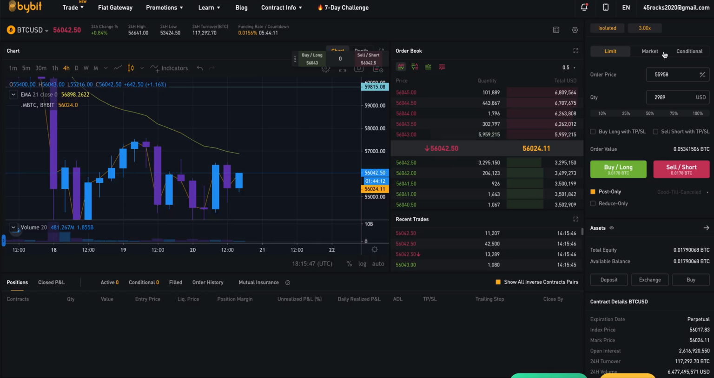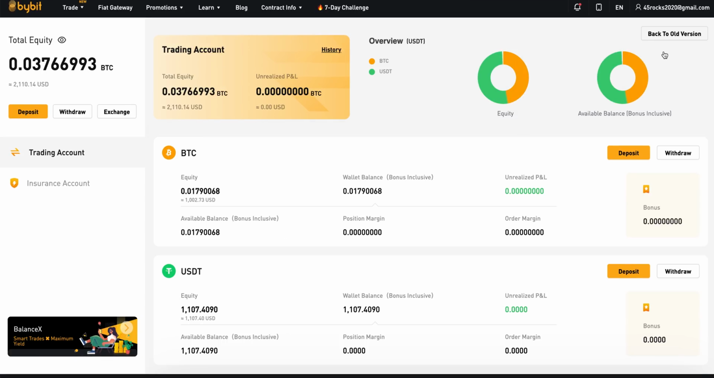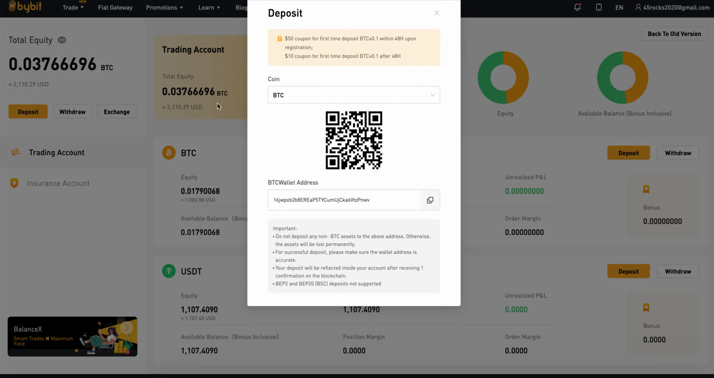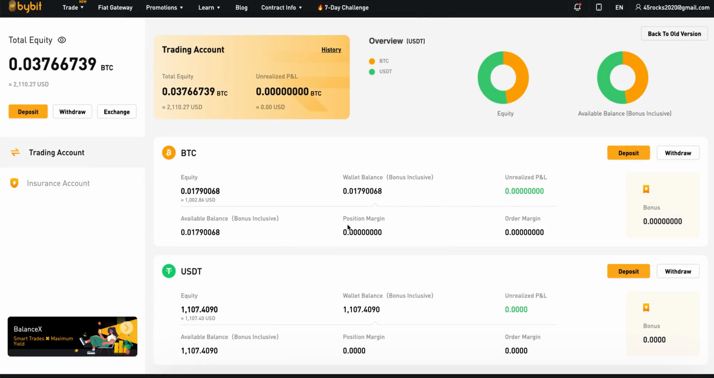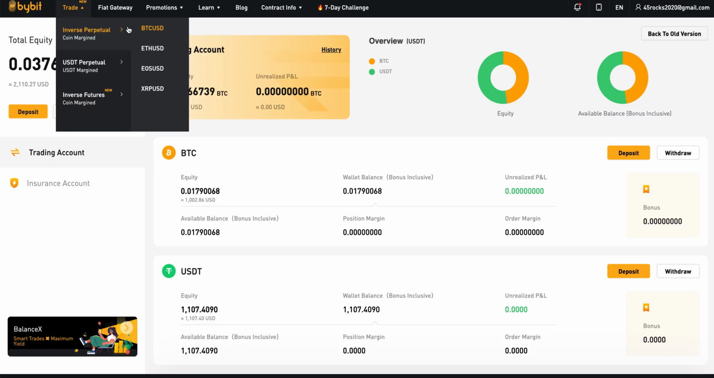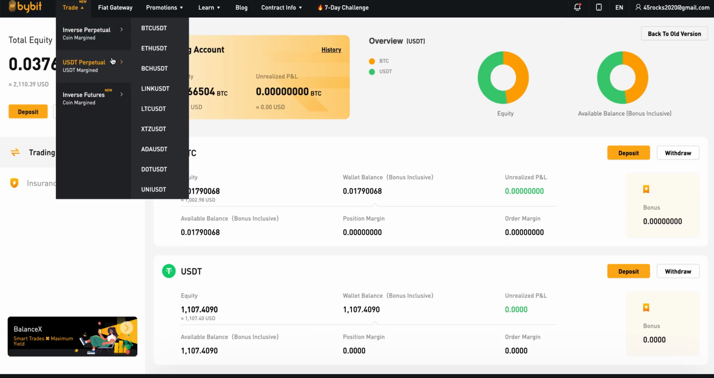But you are going to go to My Assets, and this is going to show you the assets that you have in your accounts. To get crypto in here, you're going to click Deposit, and then, let's say you want to deposit Bitcoin, you're just going to copy this address and then send Bitcoin to this address, and it'll be in your wallet within a few minutes, and now you can start trading.